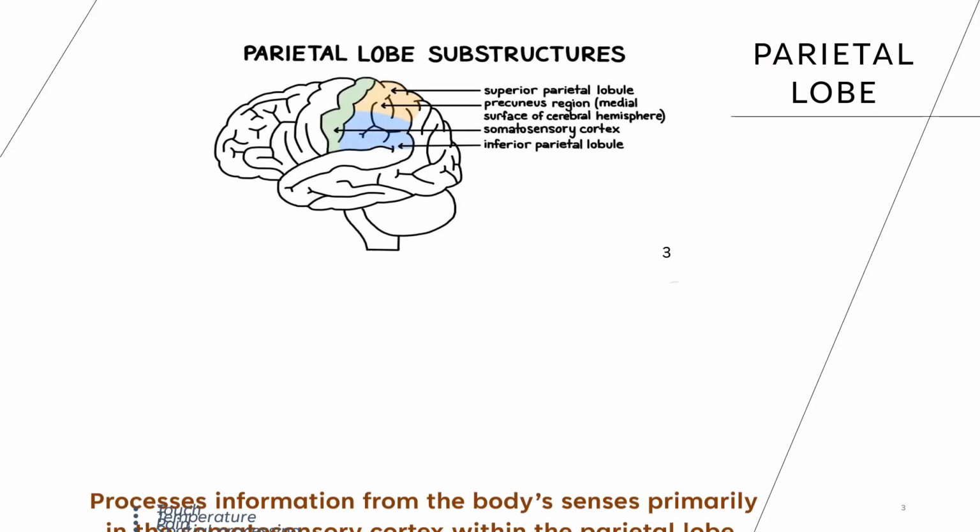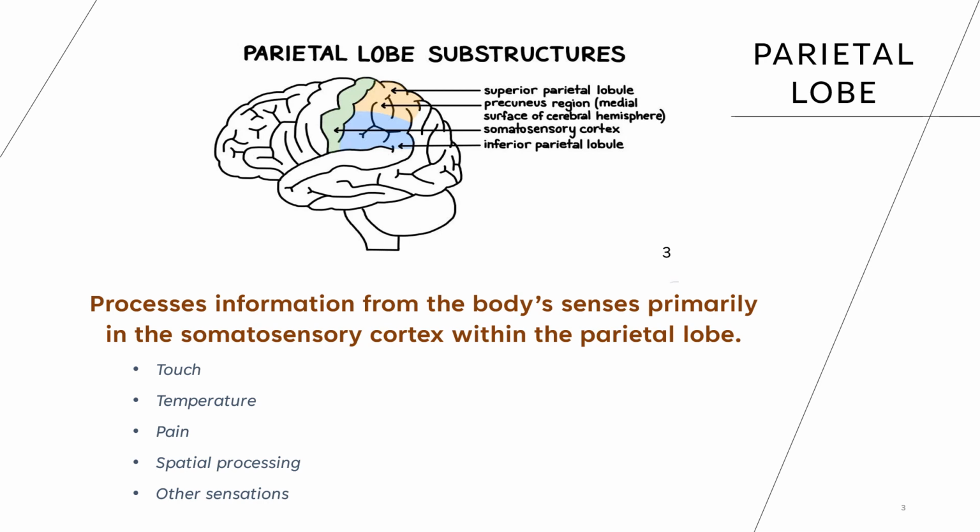Moving on to the parietal lobe here, we see a diagram that has a few substructures of the parietal lobe. We'll talk about one in particular. The parietal lobe processes information from the body's senses, primarily in an area called the somatosensory cortex, which is within the parietal lobe. This is where various sensations are understood: temperature, pain, touch in general, maybe how dense or soft something is.